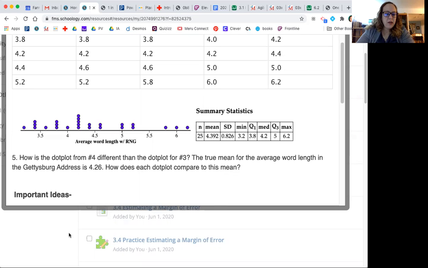So I'll catch you back here in just a few minutes to talk about the notes and go over the rest of the learning objectives.